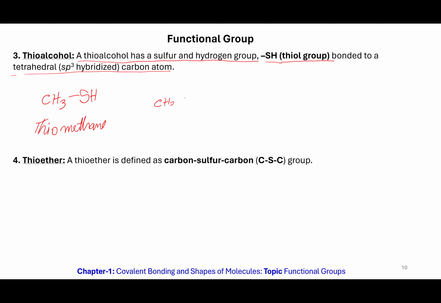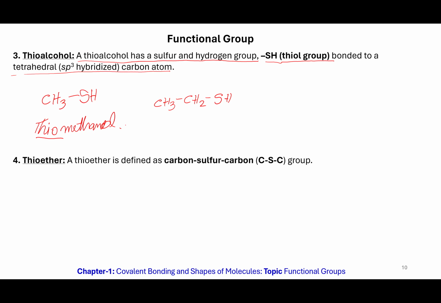CH3CH2SH. This is thioethanol, thiomethanol, and this is also called, it's not thiomethane. Thiomethane was the thiomethanol basically. And so these are the examples of the thioalcohols. Let's talk about something more.